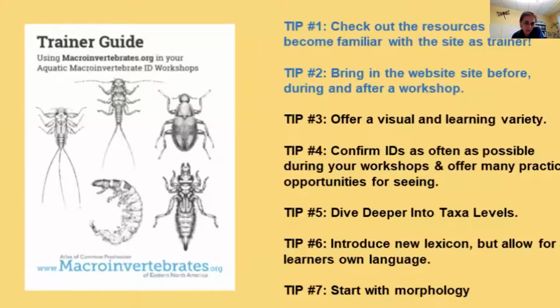And tip number seven is start with morphology. Get to know the body parts of an aquatic macroinvertebrate first, because that's going to help you identify. Some aspects of their morphology are so tiny, so we address that really well in our key and the zoomable features of the site. Next slide. Thank you.